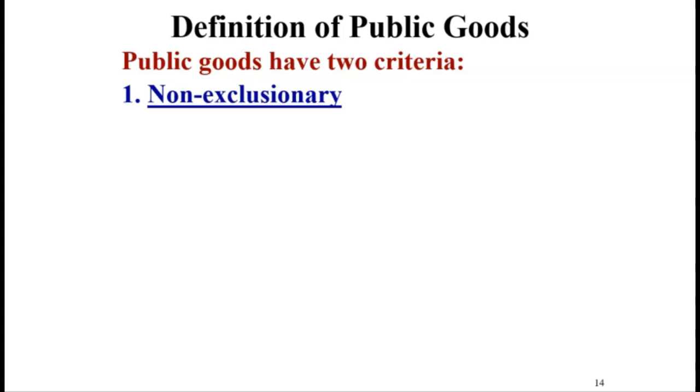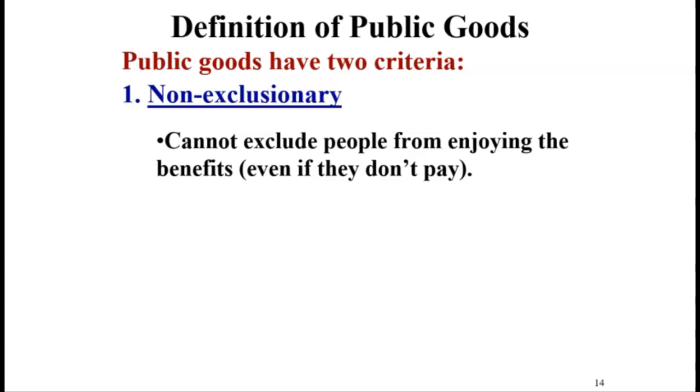Now, generally speaking, when we talk about public goods, these things that are provided by the government using tax dollars, there's two major criteria that you need to know. The first one is that they are non-exclusionary. What non-exclusionary means is that you cannot exclude people from enjoying the benefit, even if they don't pay for it, and even if they don't pay the taxes for it. It doesn't really matter. Everybody gets the benefit no matter what they've done or haven't done in society.